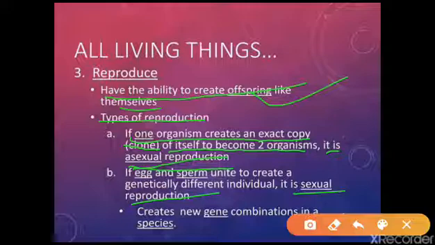But in the case of sexual reproduction, if an egg and sperm unite to create a genetically different individual, it is called sexual reproduction. That means in sexual reproduction, with the combination of the egg and the sperm, they produce a new individual of the same species, but the offspring will be different from the parents.